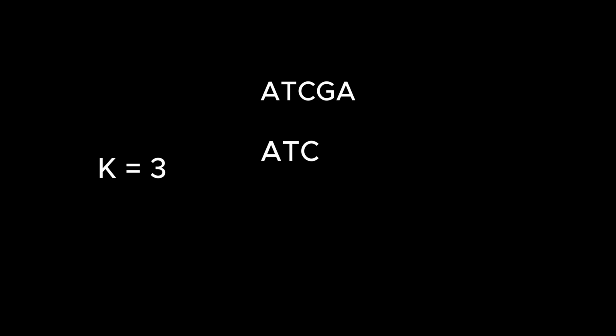Imagine you have a long piece of text, and you want to know how often different combinations of letters appear in that text. This information can tell you a lot about the text. That's essentially what K-mer frequencies are. A K-mer is just a fancy word for a sequence of K letters or characters. For example, if K equals 3, then ATC and CGA are 3-mers.